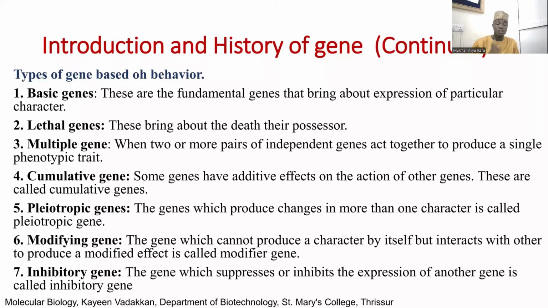And then we have inhibitory genes. So what are inhibitory genes? These are the genes that suppress the expression of a particular gene. Assuming you have a particular disease which happened as a result of the production of a particular protein in your body.